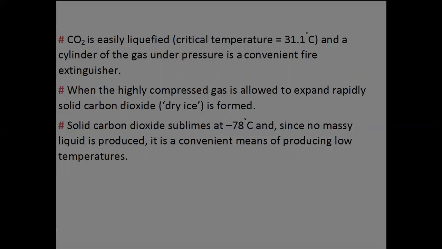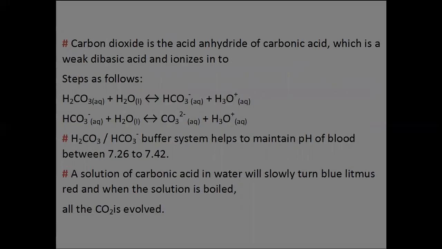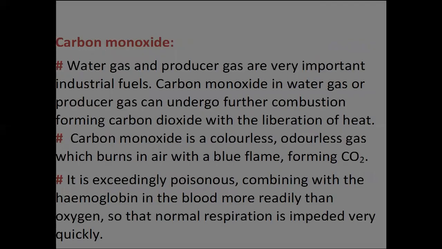Solid carbon dioxide sublimes at -78 degrees centigrade, and since no messy liquid is produced, it is a convenient means of producing low temperatures. Carbon dioxide is the acid anhydride of carbonic acid, which is a weak dibasic acid and ionizes in two steps, giving the bicarbonate ion and then the carbonate ion. So it's a buffer system which maintains the pH of the blood. A solution of carbonic acid in water will slowly turn blue litmus red, and when the solution is boiled, all of the carbon dioxide is evolved.